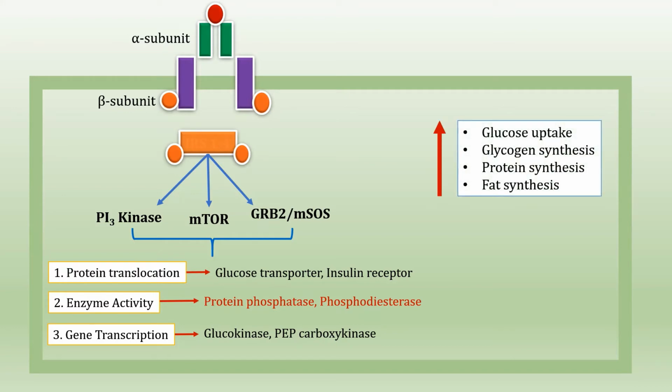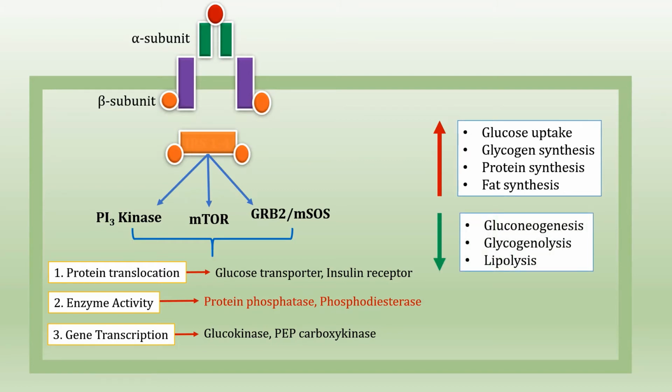Insulin increases glucose uptake in the cells like muscle and adipose tissue through GLUT4 receptors, and it increases glycogenesis, protein synthesis and fat synthesis, and it decreases gluconeogenesis, glycogenolysis and lipolysis. So insulin is a hormone which is secreted by beta cells of pancreas in the well-fed condition, and it regulates blood sugar level, and it is a hypoglycemic hormone.